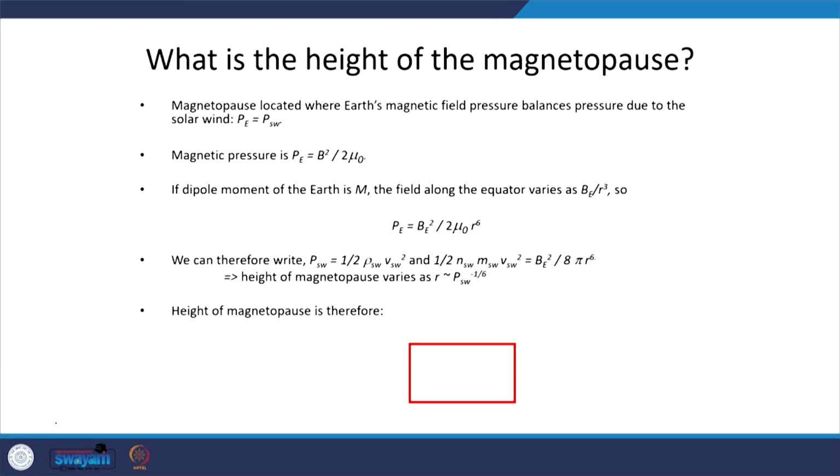Okay. So, what is the height of the magnetopause? We have evaluated the height of the ionosphere based on the simple assumption that the pressure due to the solar wind becomes equal to the pressure due to the planetary atmosphere. And what is the height of the magnetopause? Here the magnetopause's depth is decided by the pressure balance between the solar wind and the magnetosphere.